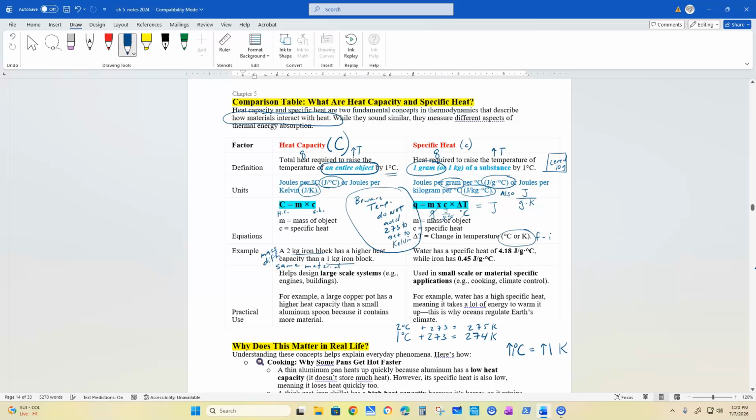Okay? Whereas water has a specific heat of 4.18. It has one of the highest specific heats, as you see right here. And this is a value to know. We've got to know water's specific heat. Whereas iron has a specific heat of 0.45. Much, much lower specific heat.